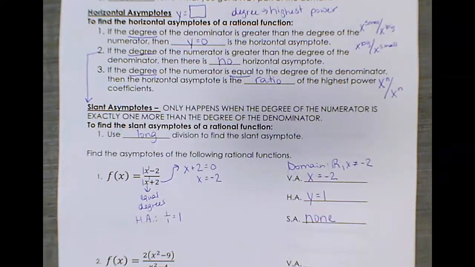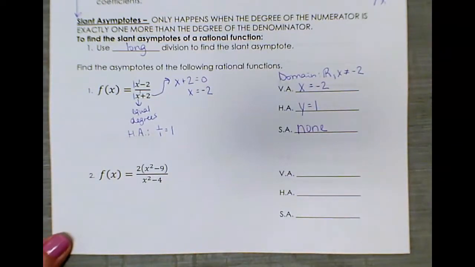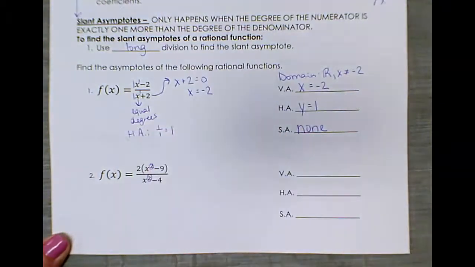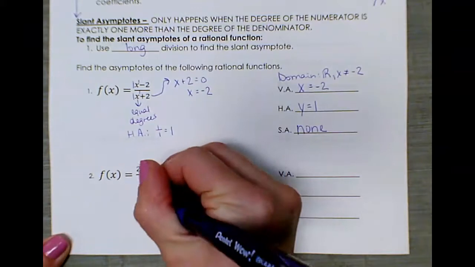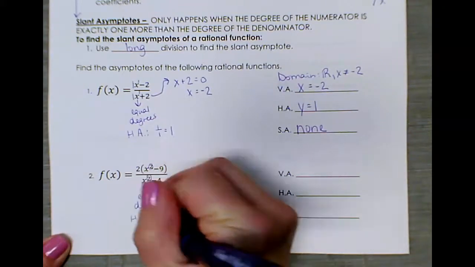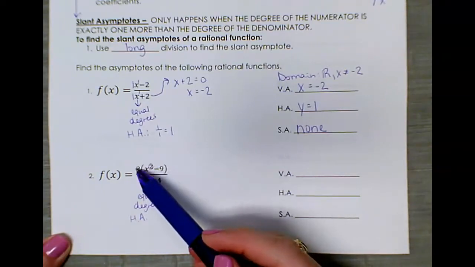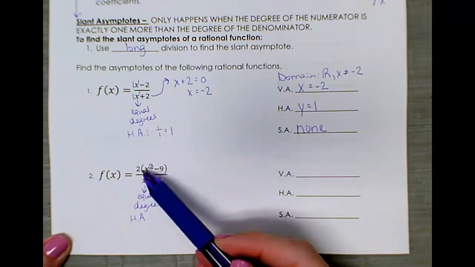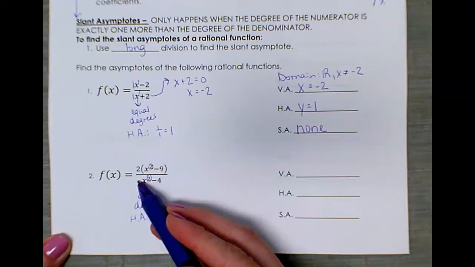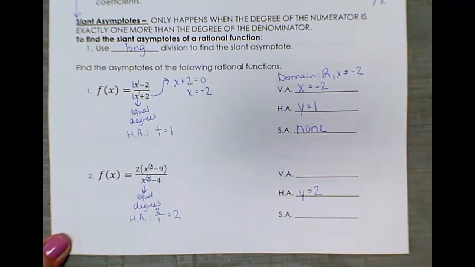So now that we've filled in all of the blanks, let's go to number 2. Number 2, I'd like to look at the degrees. So I have a degree 2 and a degree 2. That means that I have equal degrees. And just like in the previous problem, I take the ratio of the coefficients. So here, if I distributed this 2 into these parentheses, the coefficient of x squared would be 2. The coefficient of x squared down here is 1. 2 over 1 is 2. So my horizontal asymptote is y equals 2.